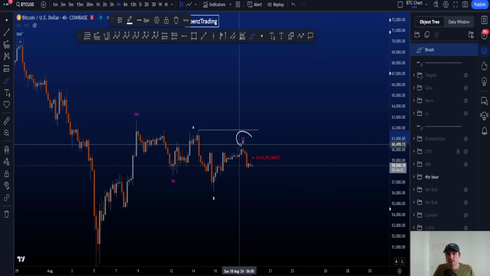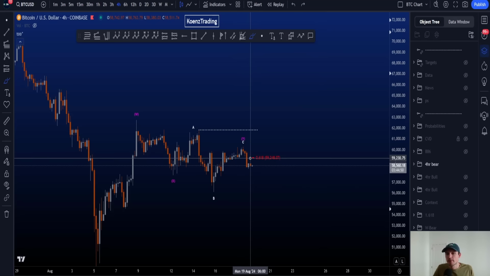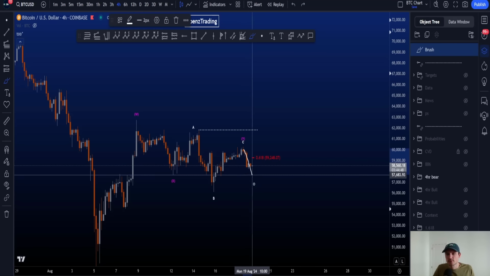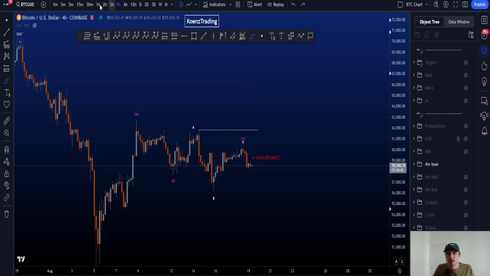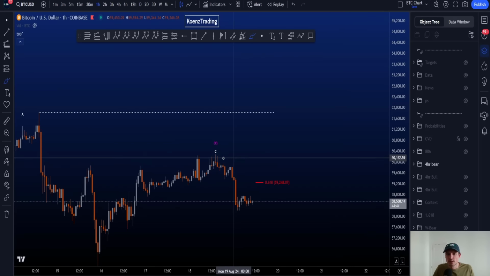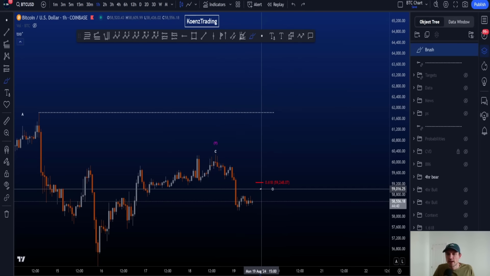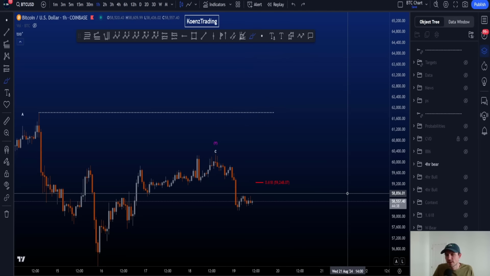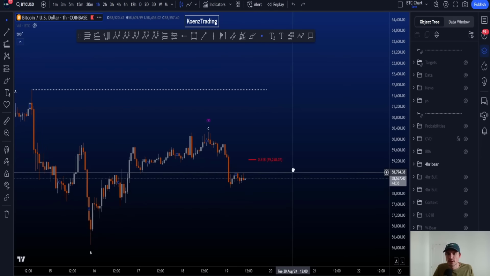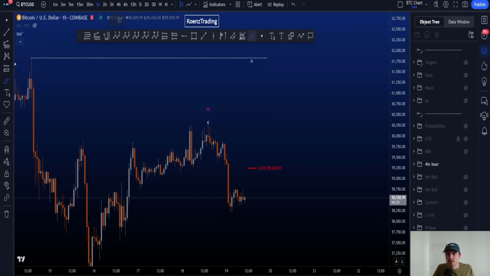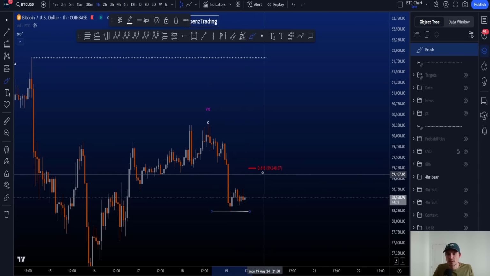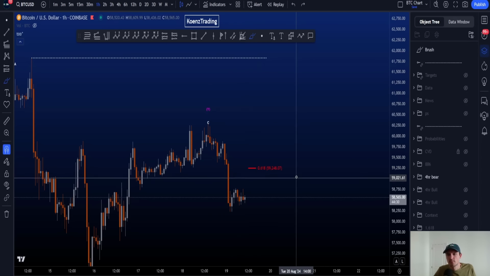If this, however, is the end of your wave Y, then at a bare minimum you want to see an impulsive structure to the downside, which on the lower time frame means you want to count a wave 1, 2, 3, 4 and a wave 5, and the 0.618 is an invalidation for a wave 4, 59.2k. So in other words, you want to take out the low before hitting 59.2k.